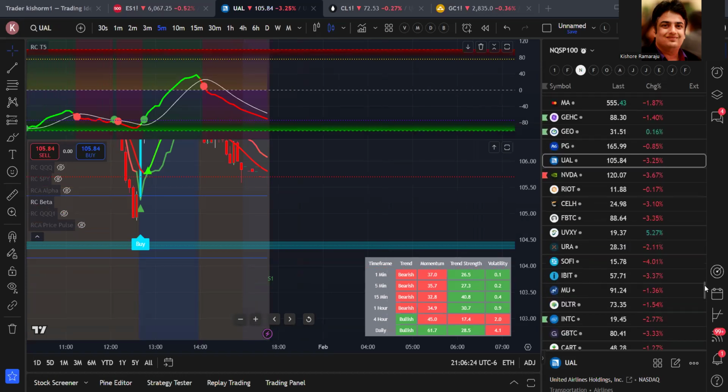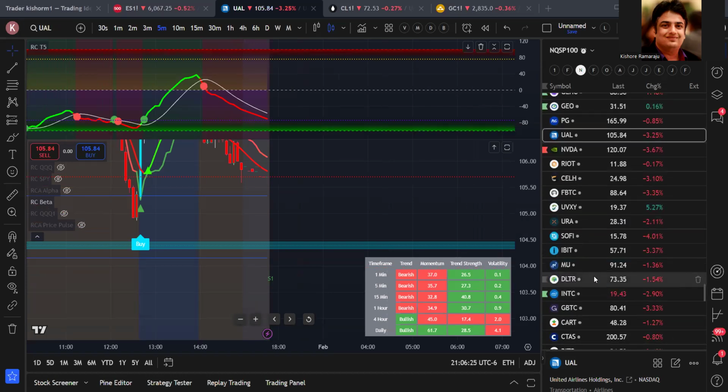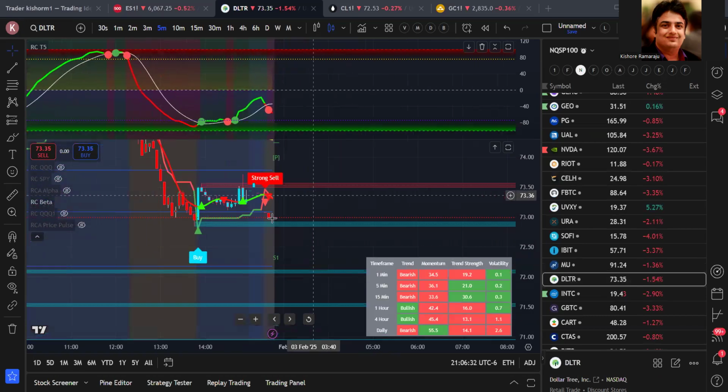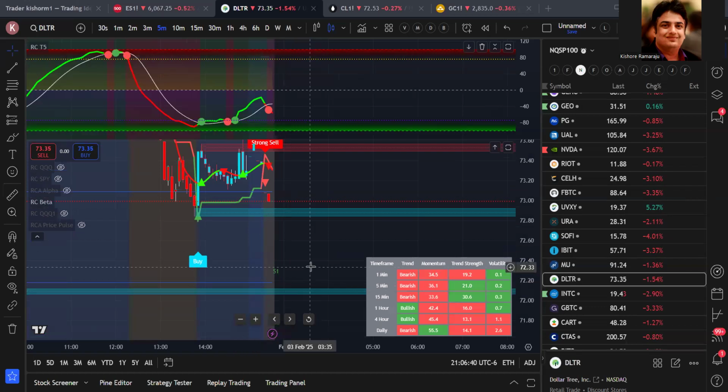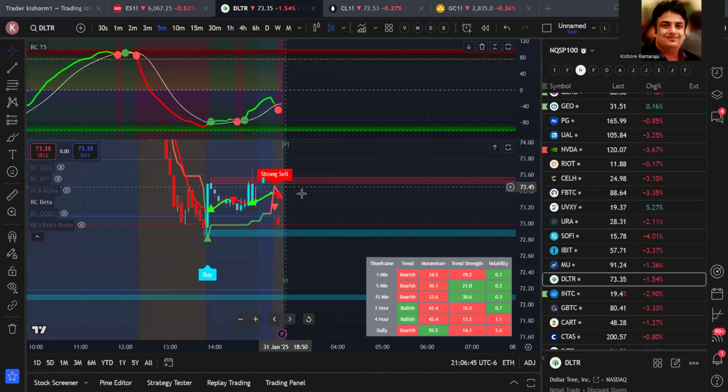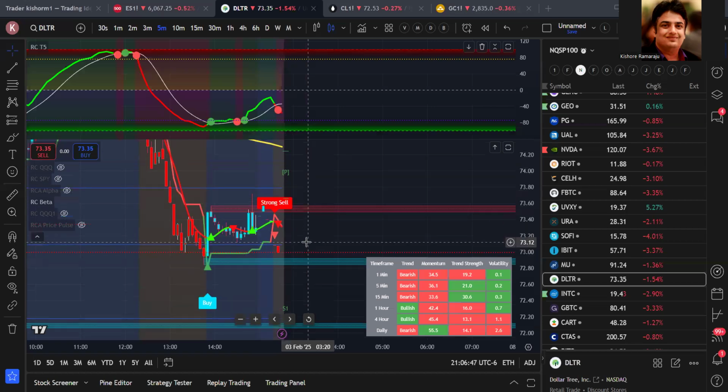For American Airlines. Or if I want Dollar Tree, it came all the way here, $73. It may go a little bit up Monday morning. If it breaks the support, it will come all the way till here. So you can clearly see where you have to buy, where you can sell. You can select any, yeah, based on your plan. If you have three indicator plan, five indicator plan, you can select whichever you want.